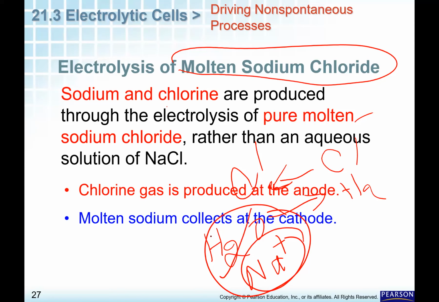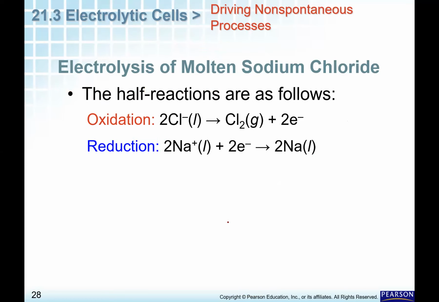Now, we don't have the water, we only have the sodium. So sodium does not have any other choice except getting reduced into sodium metal and collected as sodium liquid. So these are the two reactions that are expected: the oxidation of chloride ion into chlorine gas and the reduction of sodium ion into sodium liquid, or liquid sodium.